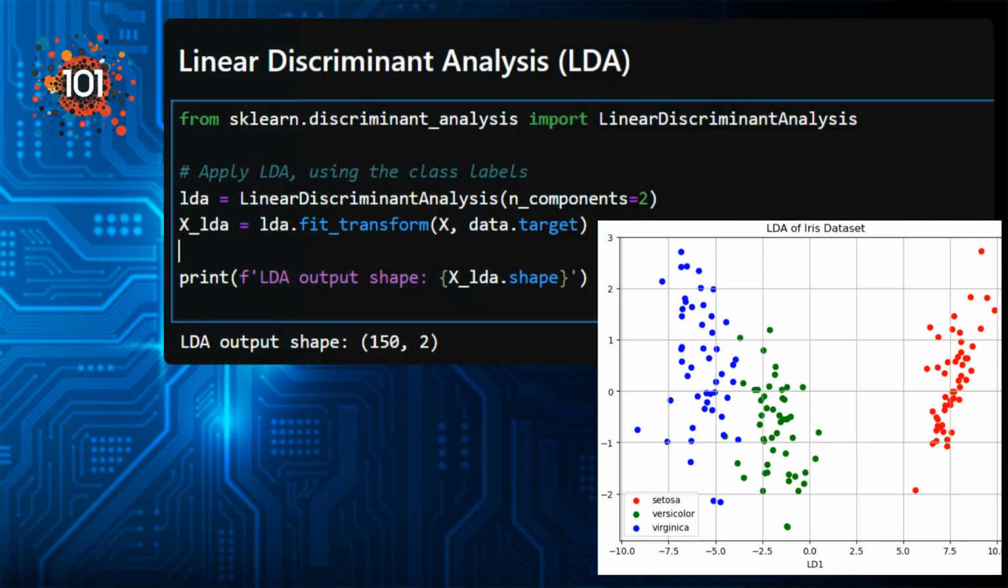Here we apply LDA, reducing the dimensionality to 2 while focusing on maximizing the separation between the target classes in the iris dataset. LDA works best in classification problems where you need clearer distinctions between categories.